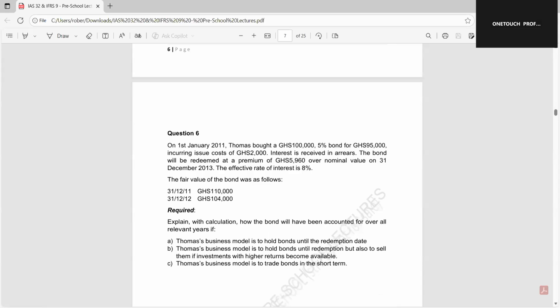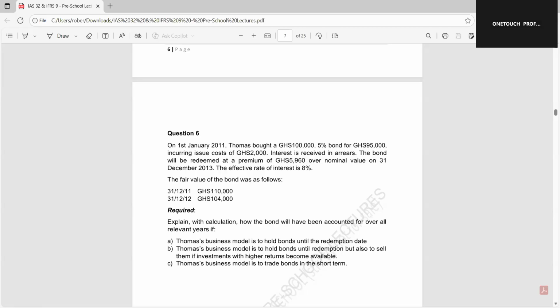On 3rd January 2011, Thomas bought 100,000. The underlying word is what? Bought. So we are in the books of who? Thomas, the buyer. So we are talking of financial assets. Thomas bought a 100,000 5% bond for 95,000, incurring issue cost of 2,000. We'll come to measurement in our next meeting. Interest is received in arrears. The bond will be redeemed at a premium of 5,960 over nominal value on 31st December 2013. The effective interest rate is 8%.